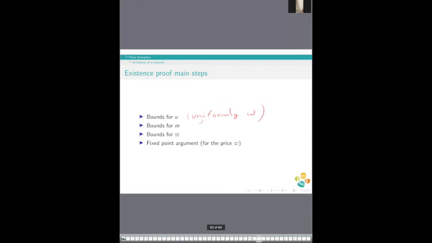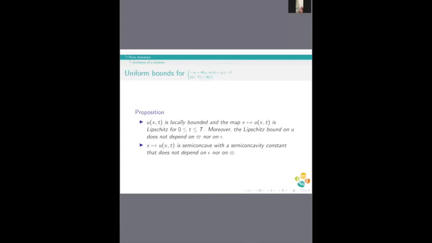And you want to cascade these things until you start with a price that maybe is completely crazy, and after this process you end up with a price that is in a better regularity class. And then what you want to do is a fixed point argument for this thing. So, let's see. About the Hamilton-Jacobi equations.